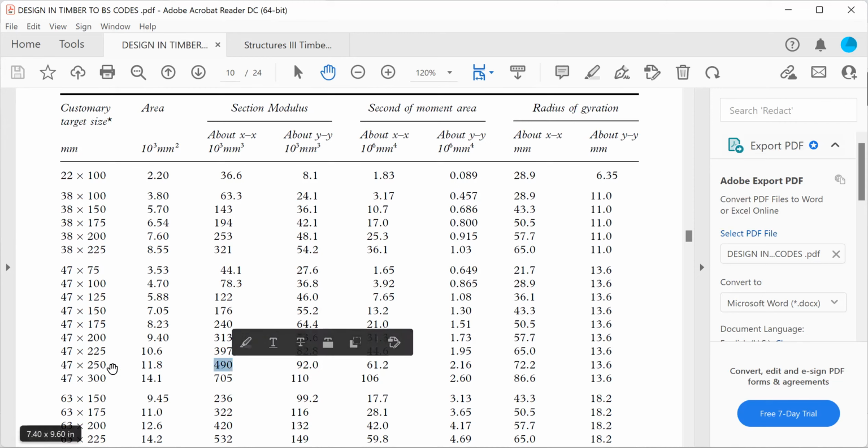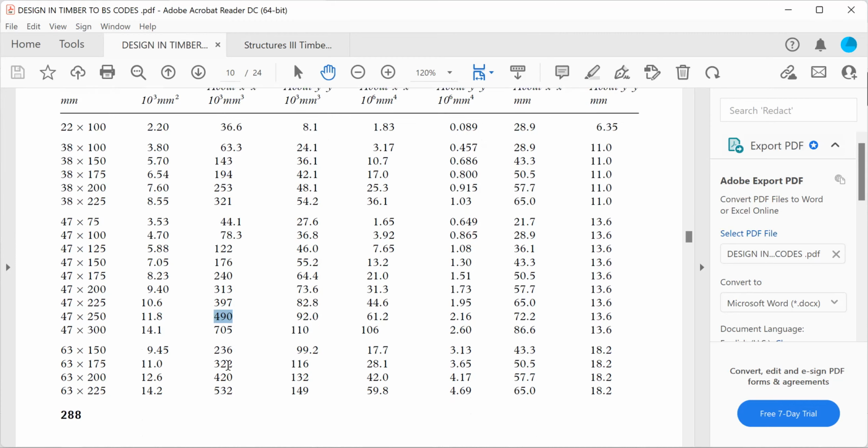Now for 450, because we are considering the 250 depth, now 490, and our ZXX we calculated was 674. So we disqualify, this section is not suitable. So we'll move to another section.